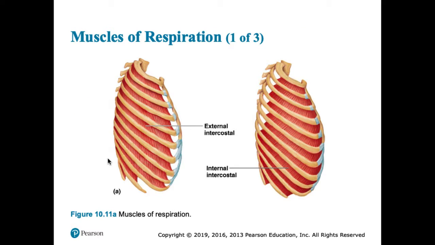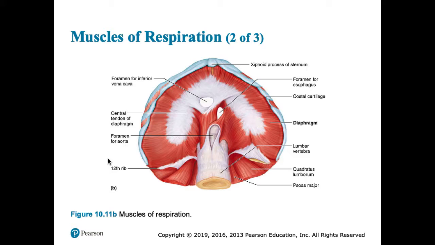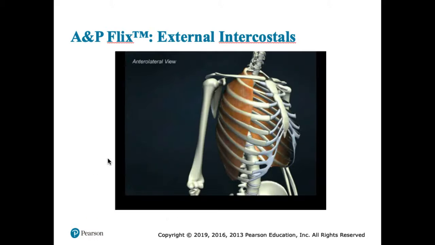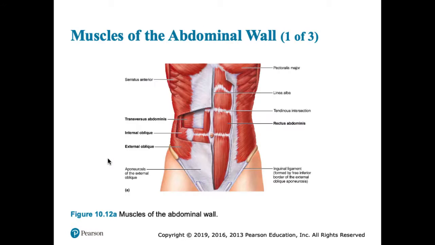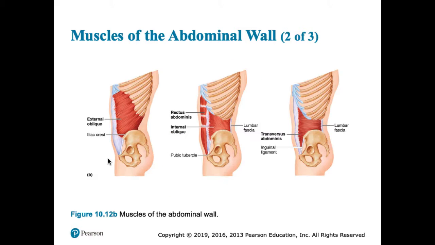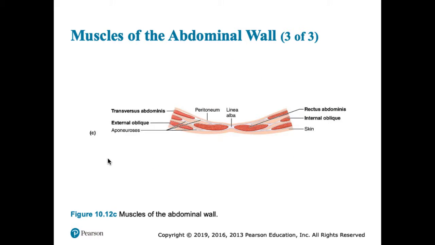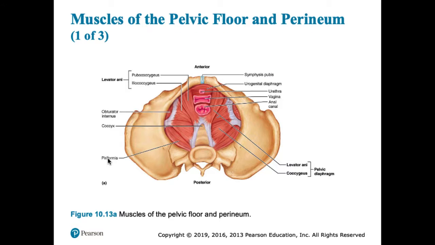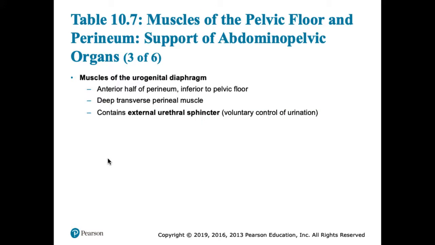So there are the muscles of respiration, and basically looking at the internal and external intercostals. And of course, making sure you understand each of these muscles of respiration. Of course, that's the cadaver view. And watching each of these A&P flicks. You also need to know the muscles of the abdominal wall. And of course, here are more images of those muscles of the abdominal wall, making sure that you are checking out the flicks. Also, muscles of the pelvic floor and the perineum, it's important to know.